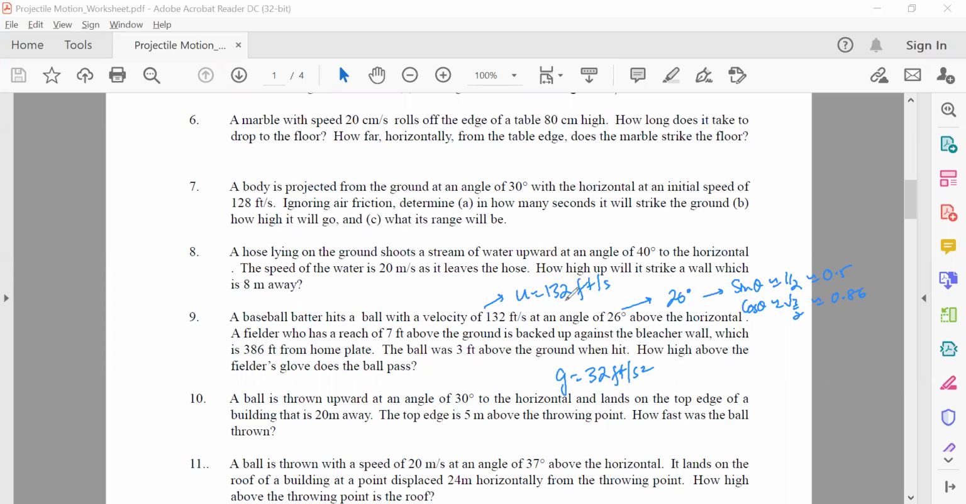Okay. So basically, I'll just show you the diagram. The ball is hit from 3 feet above the ground level. You're trying to catch it at a distance of 386 feet from the position from which it is hit, that is the home plate. So how high above the fielder's glove will it be? You can again solve it using that equation of trajectory, only substituting the values might be a little tricky.